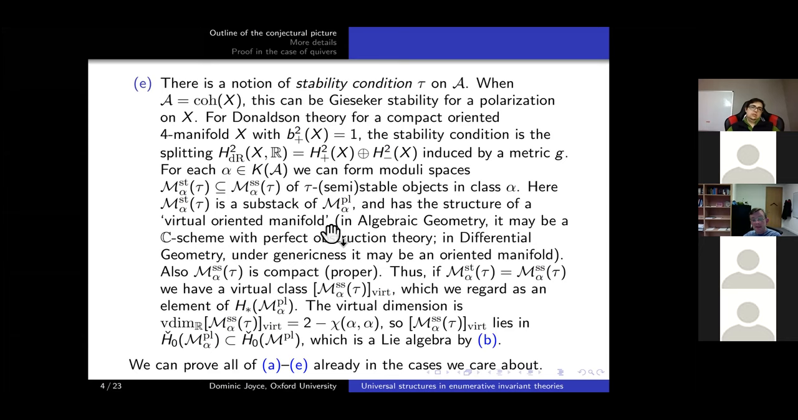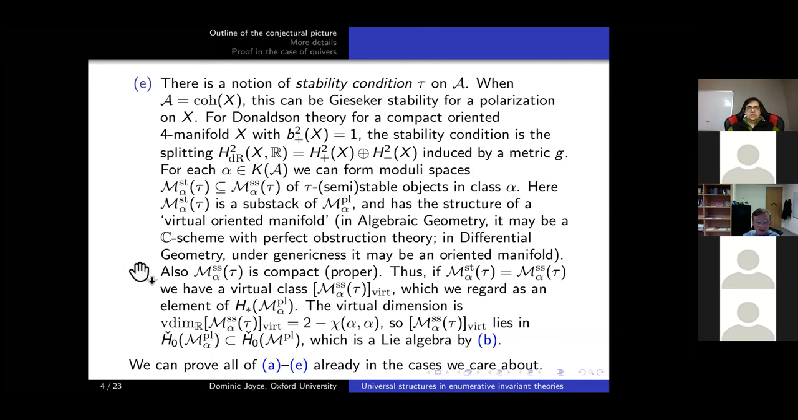So in order to form invariants, we need our stable moduli spaces to have some kind of structure of, you might call, a virtual oriented manifold. So in algebraic geometry, the right notion is that of a scheme with perfect obstruction theory in the sense of Behrend-Fantechi. There's also a Calabi-Yau 4 version of the story in which we have to use Calabi-Yau 4 obstruction theories instead. In differential geometry, if you're lucky, you can make some kind of generic perturbation, and then your moduli spaces may simply be oriented manifolds.